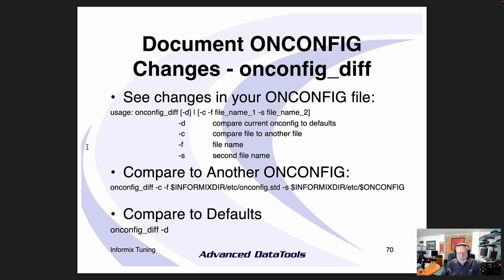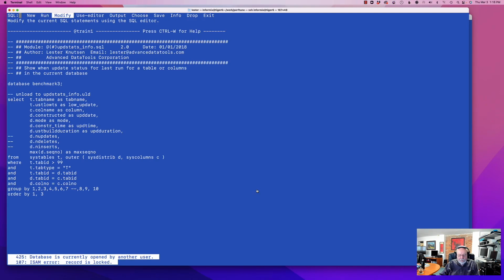Informix tuning. Documentation is really important, and something I want to point out that I really like that I just discovered. It's in 14, the onconfig diff command. This allows you to compare your onconfig to another onconfig or to the defaults. And I use this all the time to compare to the onconfig std. Let me just give you a quick example of that.